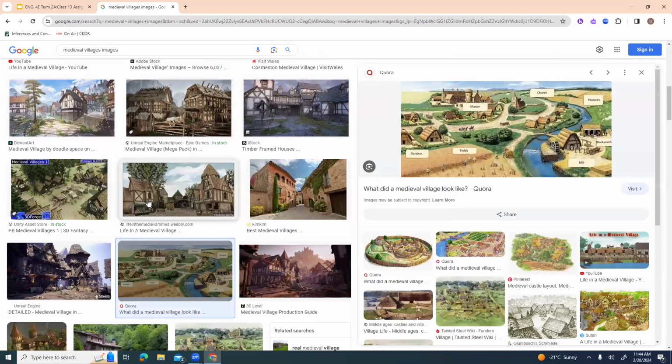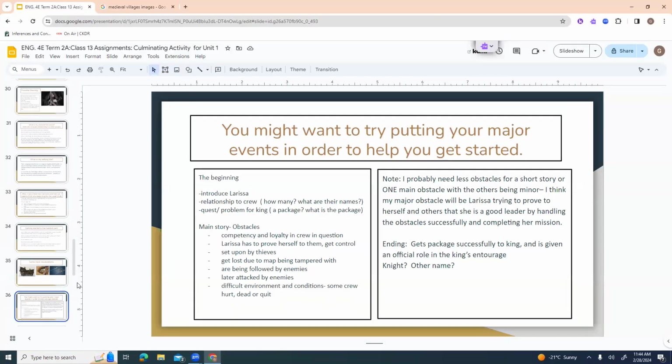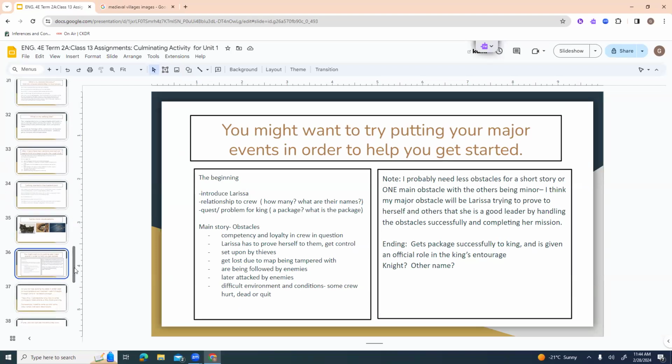What does a medieval village look like? Oh, this is really useful. Look at that. Pastures, church, fields, gardens. So I'm just trying to point out that if you're having trouble picturing things, by all means, you can look through books or the internet to give yourself some ideas, especially if you're using a not real place, like a fictional place.